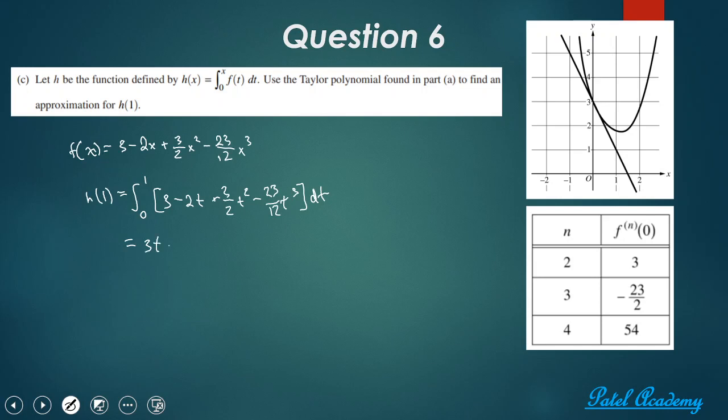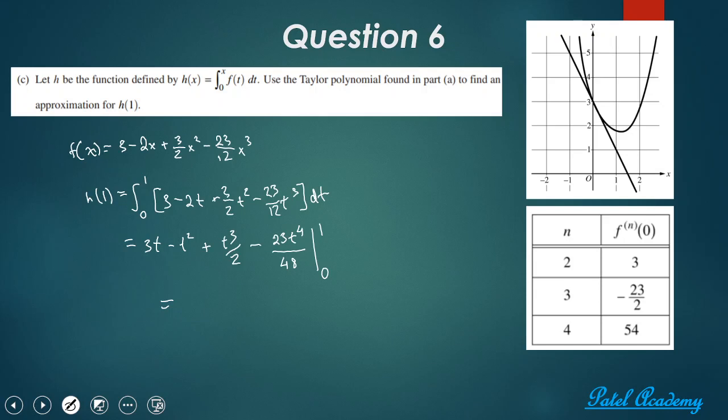I get 3t minus t squared plus t cubed over 2, and then minus 23t to the 4th over 48 evaluated from 0 to 1. Let me just check if I did that right. Yeah, I believe so. And then our final answer, when you work through this, if we plug in 0 into each of these terms, we're going to get 0, so we just have to plug in 1 and evaluate.